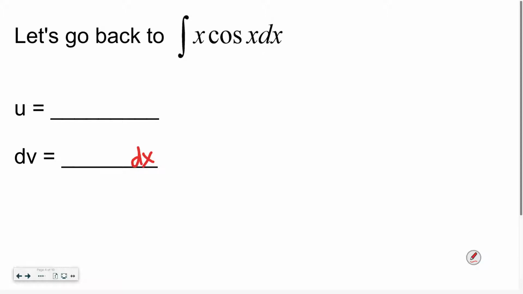My suggestion would be whatever you're going to differentiate, if there's a polynomial, okay? So since we have a polynomial piece, I would suggest using that as u because you're going to take the derivative of it. And then cosine of x dx would be our dv.